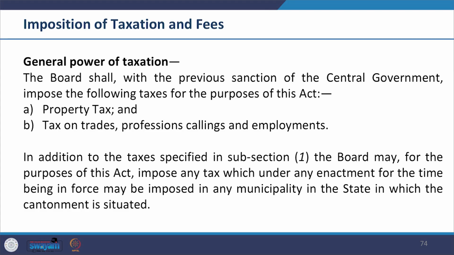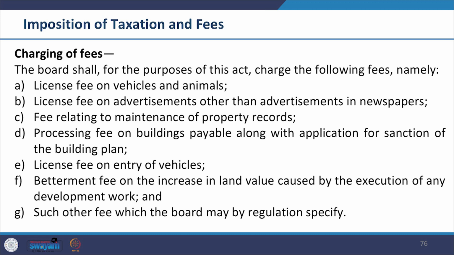They may also impose taxes and fees. They have general power of taxation to collect, like property tax, tax on trades, professions, callings, and employments. In addition to taxes, the board may also impose tax as per the municipality in that particular state. The board can also charge fees such as license fees, fees related to maintenance, processing charges, like they are also approving buildings, and then they can also charge fees for betterment.